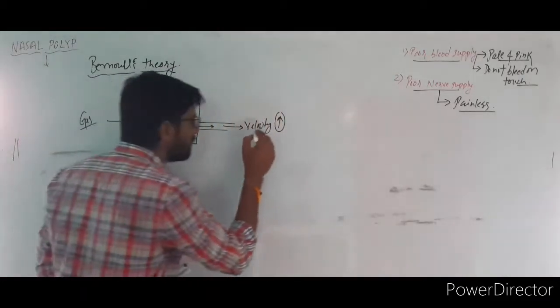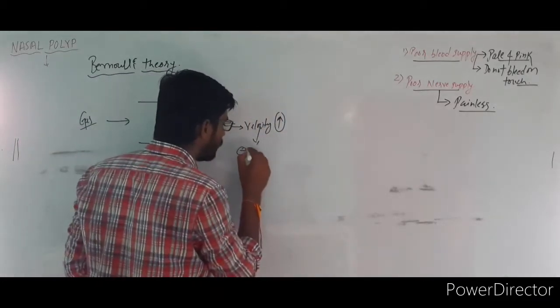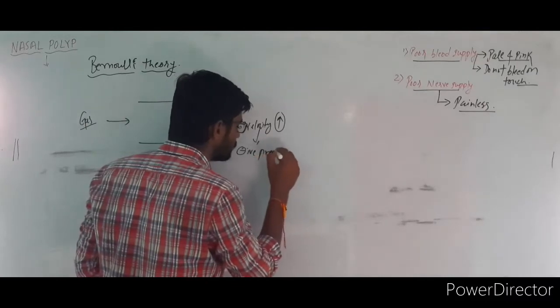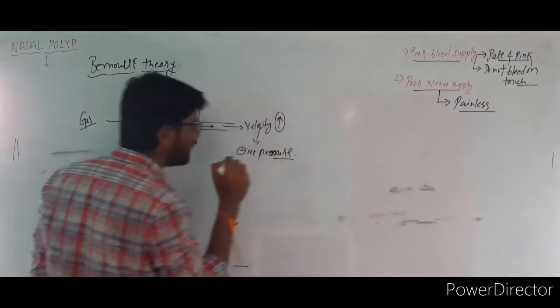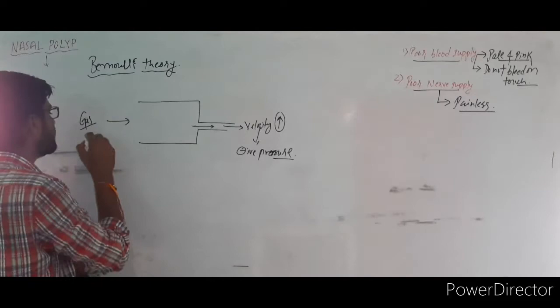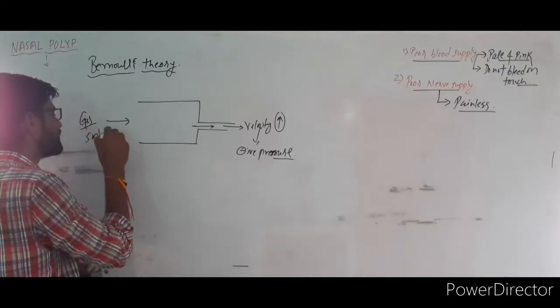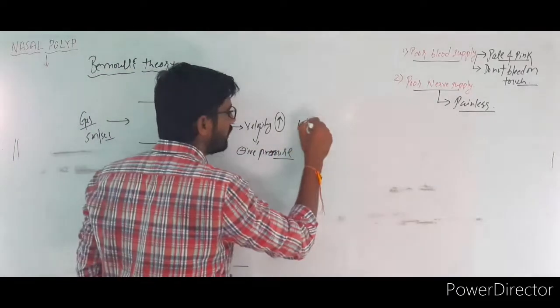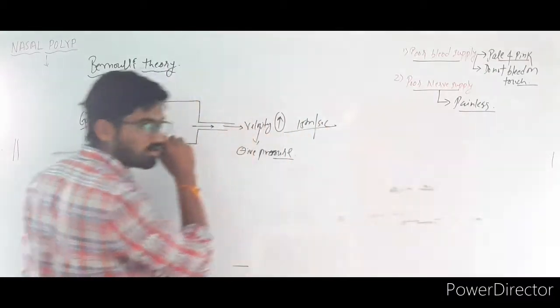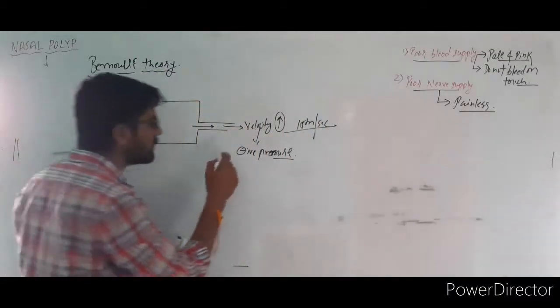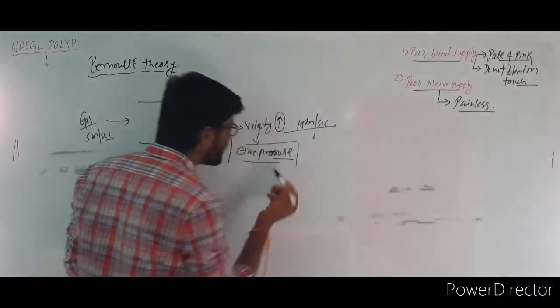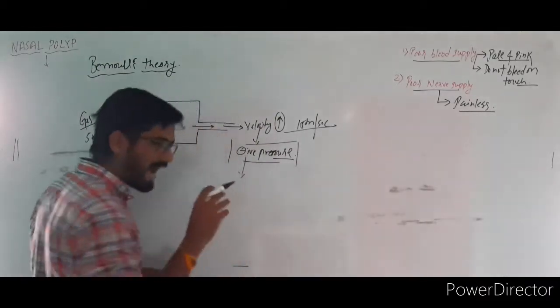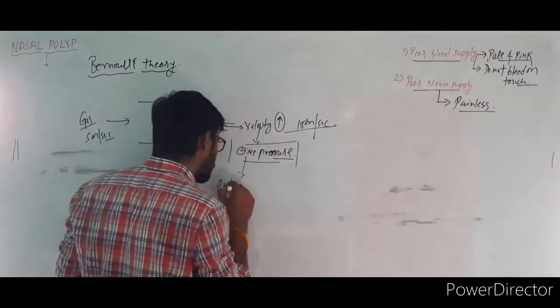Velocity will increase, and that velocity will create negative pressure. For example, if the gas is going at 5 meters per second here, it will be 15 meters per second there, right? So velocity is increasing, that velocity is causing negative pressure, and that negative pressure is responsible for what? Outpouching of the mucosa.